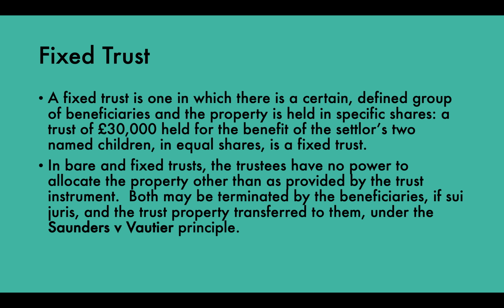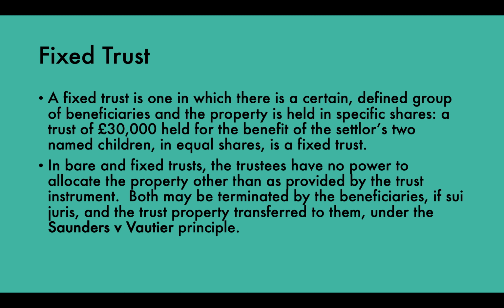The fixed trust. A fixed trust is one in which there is a certain defined group of beneficiaries and the property is held in specific shares. So a trust of £30,000 held for the benefit of the settlor's two named children in equal shares is a fixed trust.